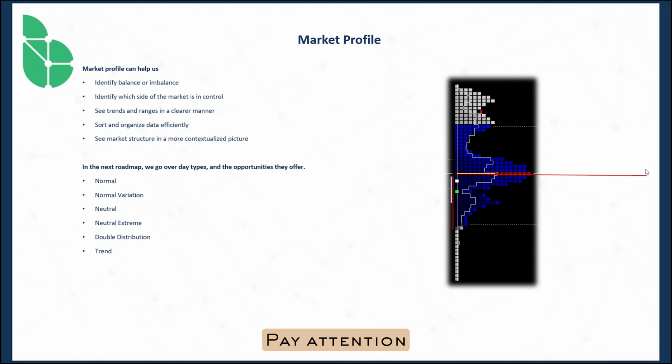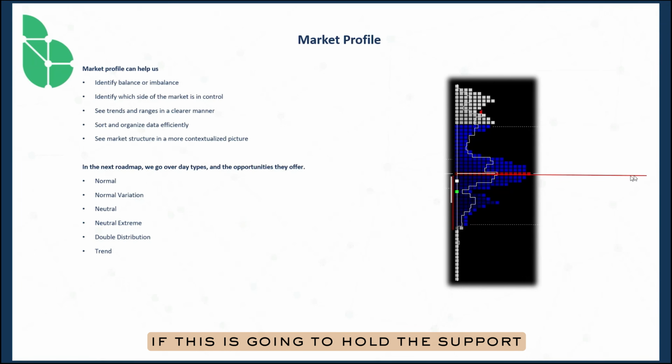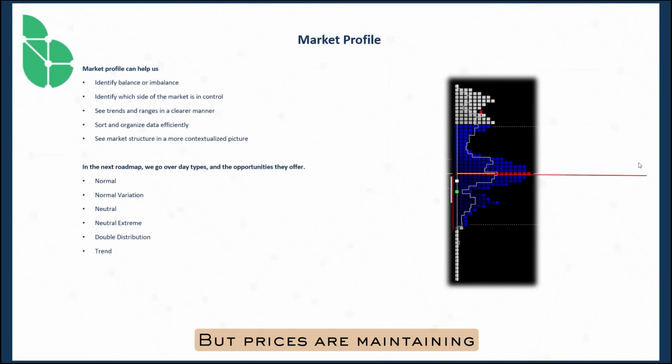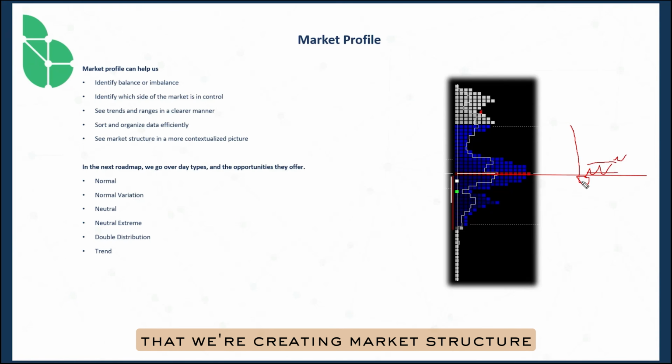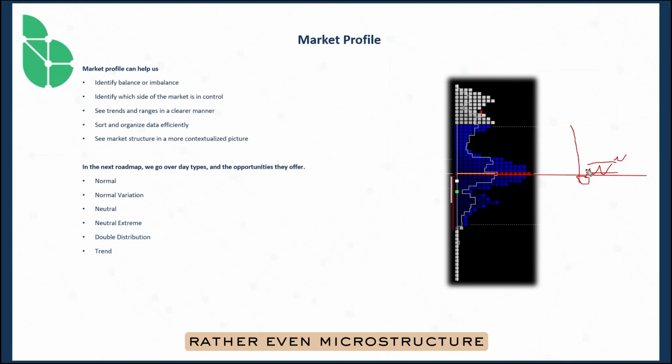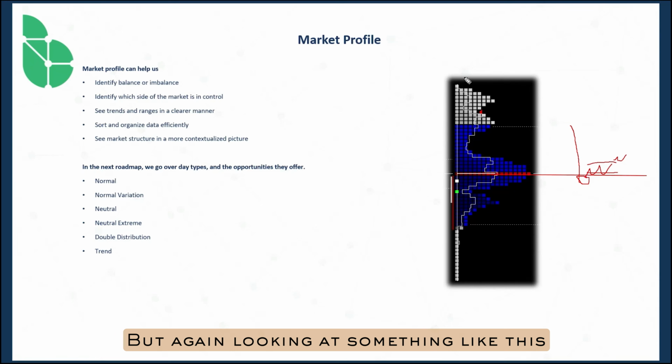All right, pay attention to how buyers and sellers are responding in this area on an atomized level, right? We want to see that if this is going to hold as support, that this is being sold heavily, but price is maintaining, right? So again, what would we see? We'd see price come into this area, heavily sold below, but price maintain the structure, put in some type of micro range, close above to give you the idea that we're creating market structure, even if it's a micro structure, and leaving those aggressive sellers down here. But again, looking at something like this puts it in better context, right?